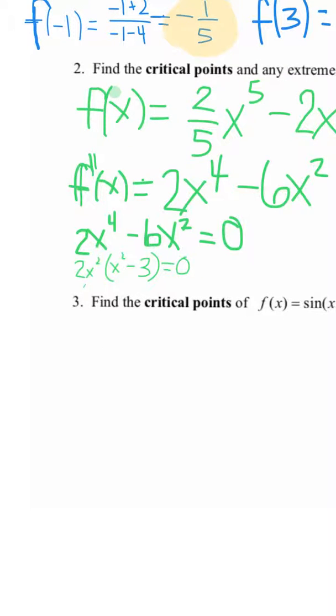So when I set the derivative equal to 0 and solve the resulting equation, I get x is equal to 0 and x is equal to plus and minus root 3. But I still don't know what the minimums and maximums and extreme values are, because now what I have to do is plug these x values into the original function and find out what my outputs are.